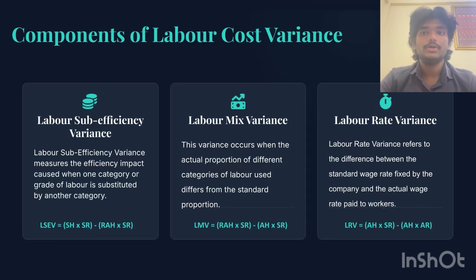The third component is labor rate variance. Labor rate variance refers to the difference between the standard wage rate fixed by the company and the actual wage rate paid to workers. The formula for labor rate variance is actual hours into standard rate minus actual hours into actual rate.